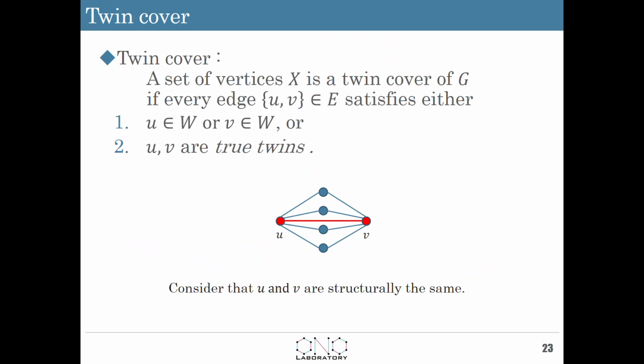A set of vertices X is a twin cover of G if every edge UV in E satisfies either U in X or V in X, or UV are true twins. By the definition, clearly any vertex cover is a twin cover.